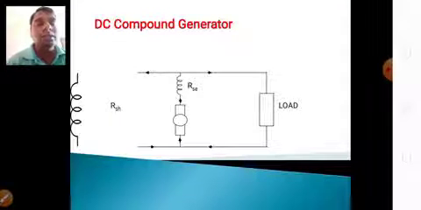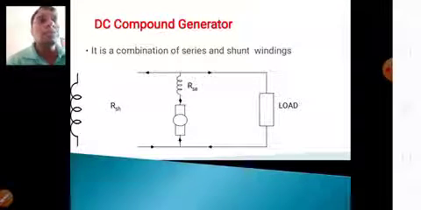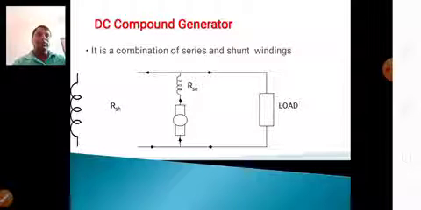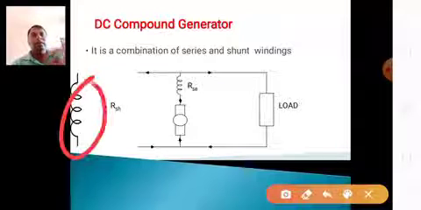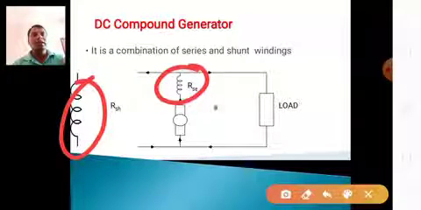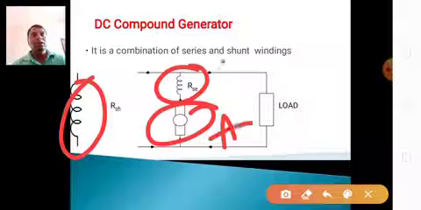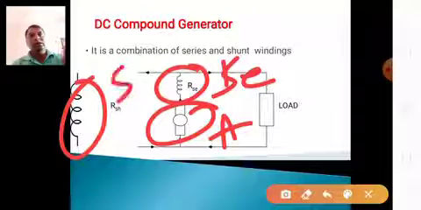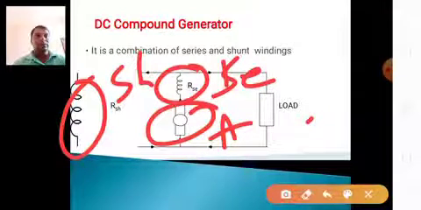In DC compound generators, there is a combination of two types of windings, series and shunt winding. Here it is the shunt field winding, here it is the series field winding, this is the armature, and these are the loads.